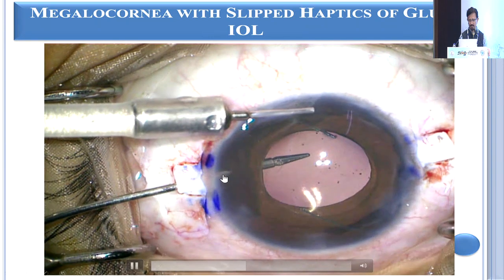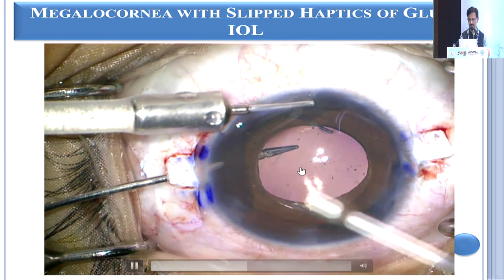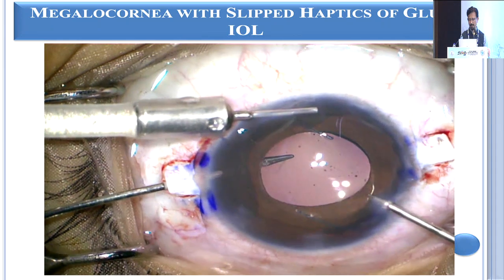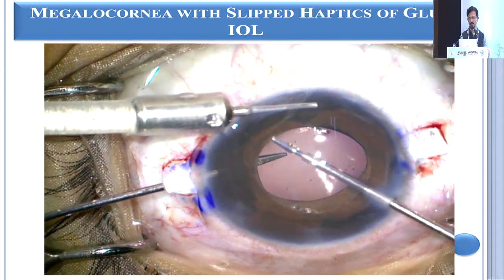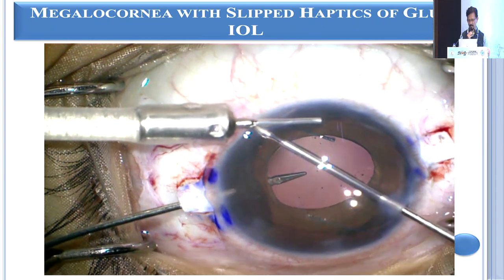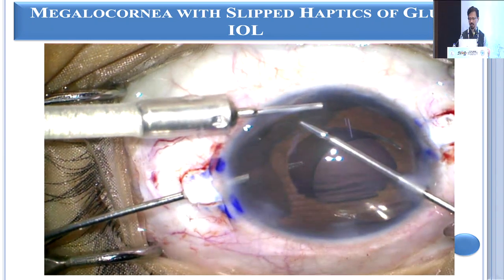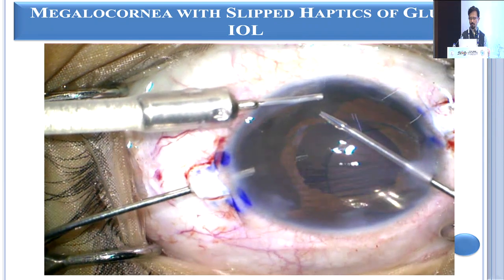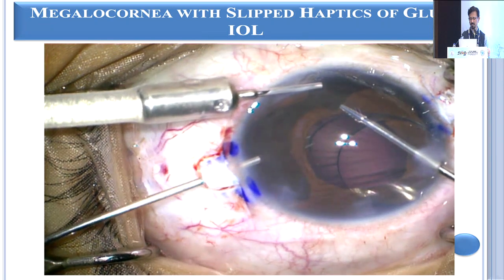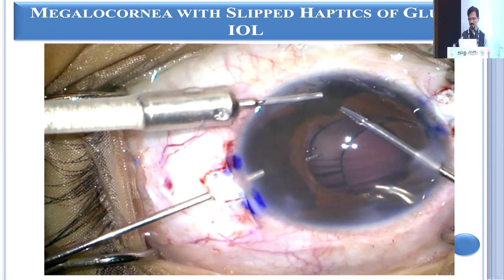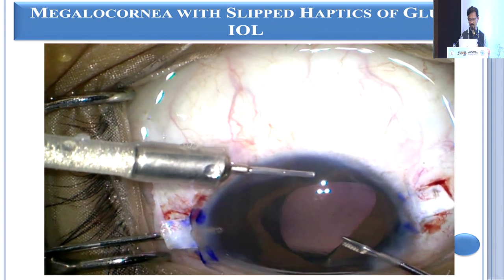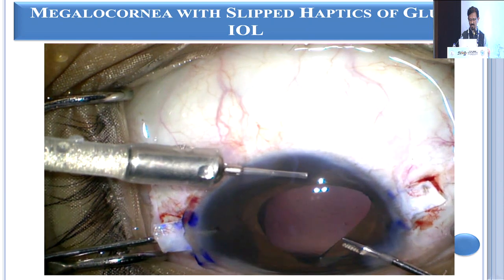So this is the peripheral iris hole through which the forceps is being introduced, and with the handshake technique, one haptic is held, and then it is brought towards the pupil. The tip is held with the other forceps, and then it is exteriorized. So one side is exteriorized.